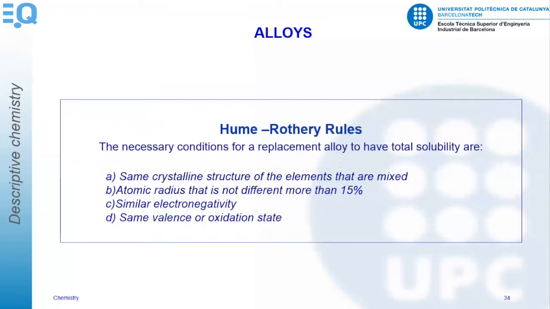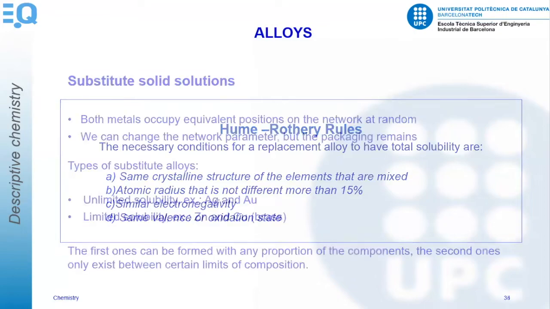According to the Hume-Rothery rules, the necessary conditions for a replacement alloy have to be as follows: the same crystalline structure of the elements that are mixed, an atomic radius that does not differ by more than 15%, similar electronegativity, and the same valence or oxidation state.